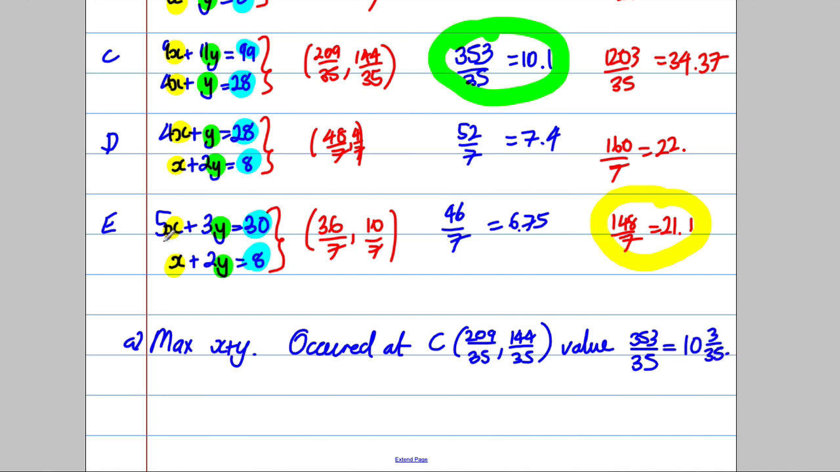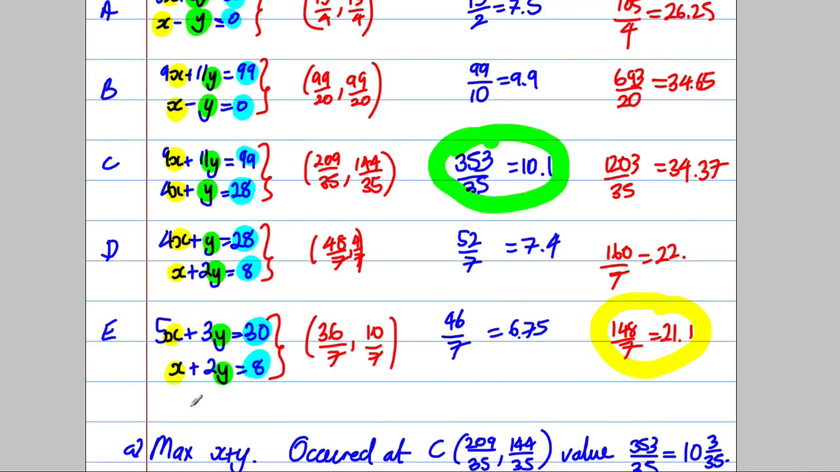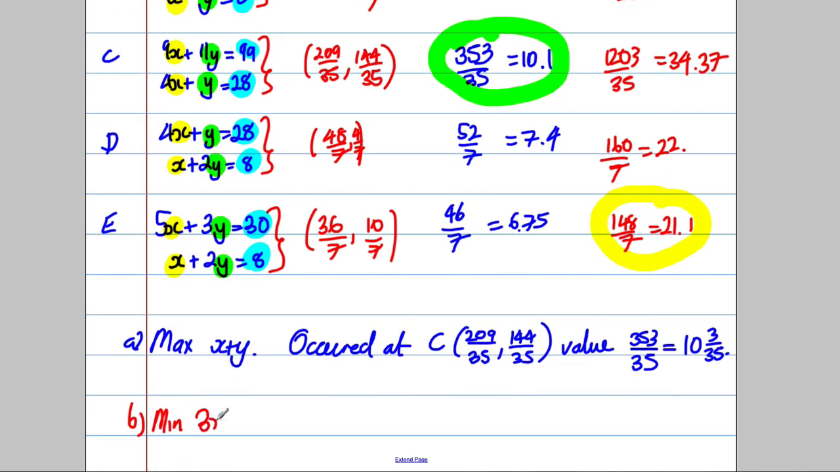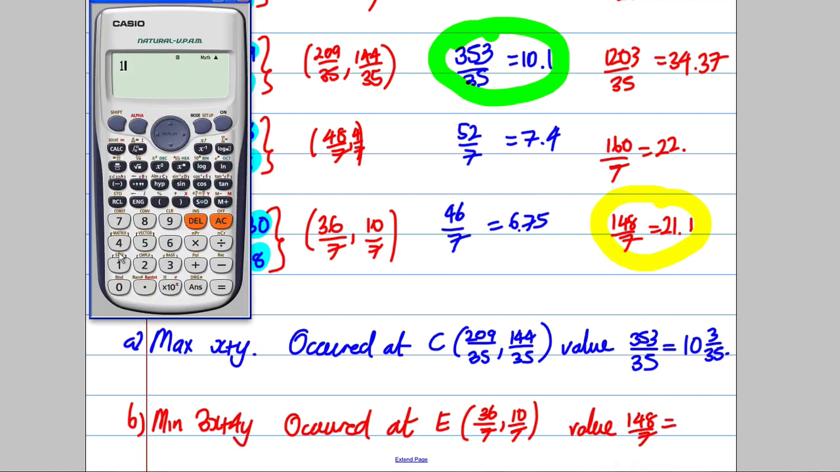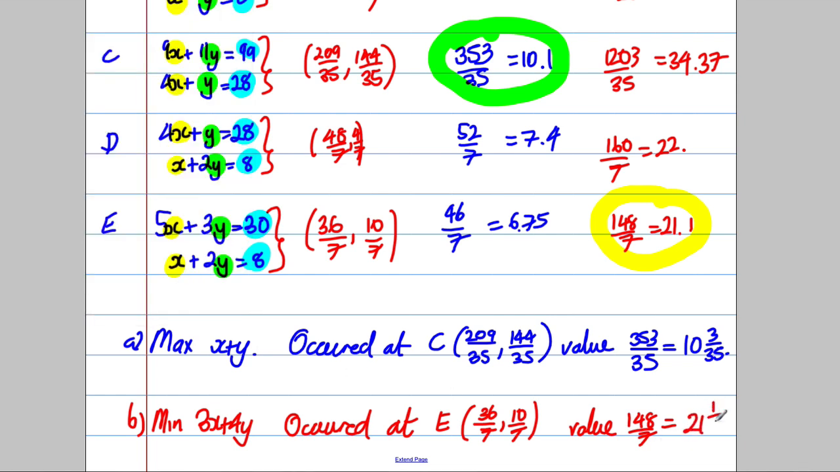And for part B, we wanted the minimum of 3x plus 4y. It occurred at E, which had coordinates 36 over 7 and 10 over 7, and the value was 148 over 7, which you can write as a mixed number, 21 and 1/7.